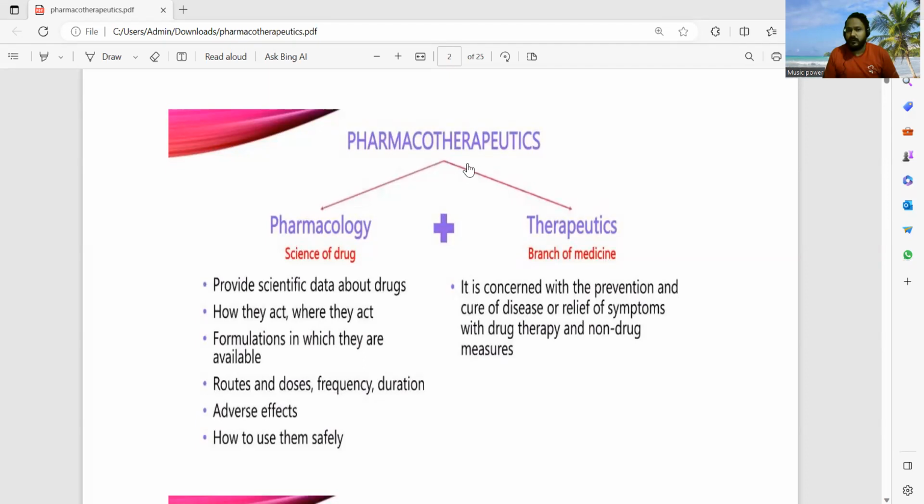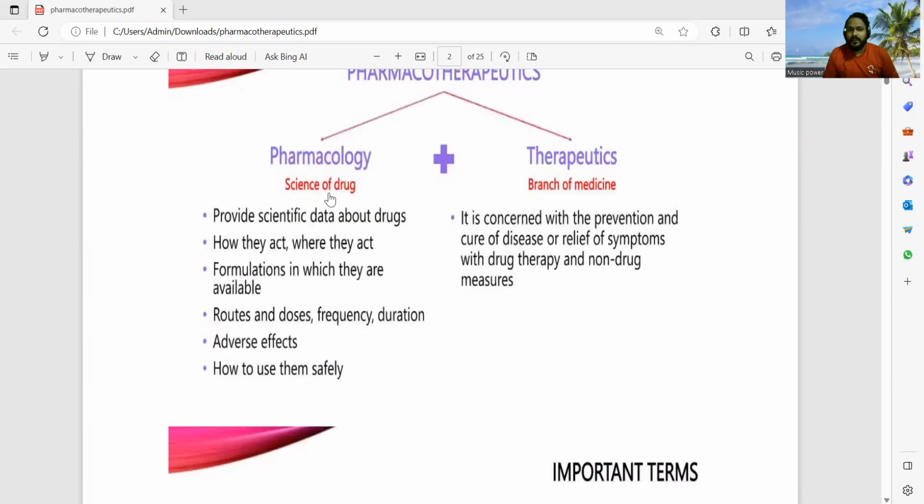Pharmacotherapeutics means the treatment of disease by means of drugs, and it has pharmacology and pharmacotherapeutics. Pharmacology is the science of drugs. It provides the scientific data about the drugs: how they act, where they act, formulations in which they are available, routes of drug administration, doses of drugs, frequency of drug administration, duration, side effects of drugs, desired and undesired effects, and how we can use drugs safely. We study all these parameters in pharmacology.